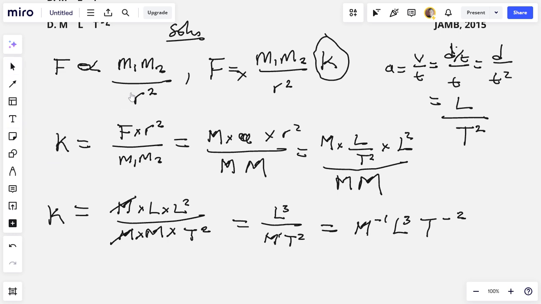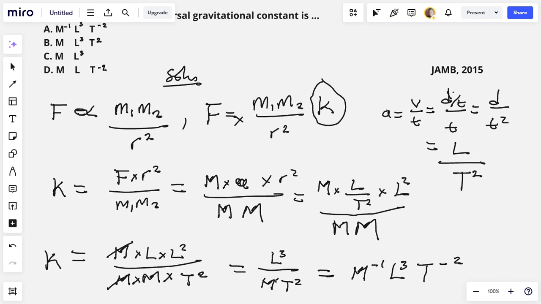So let's see which of our options lie with that. Minus 1, 3, and minus 2: option A. So option A is the correct answer to that question.